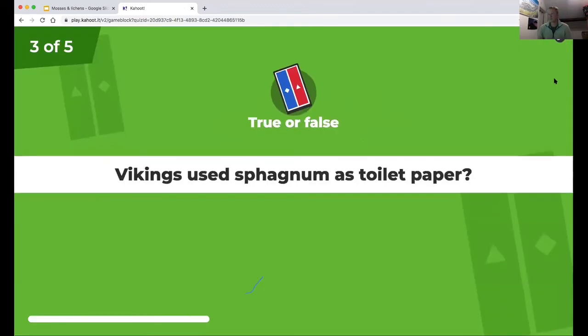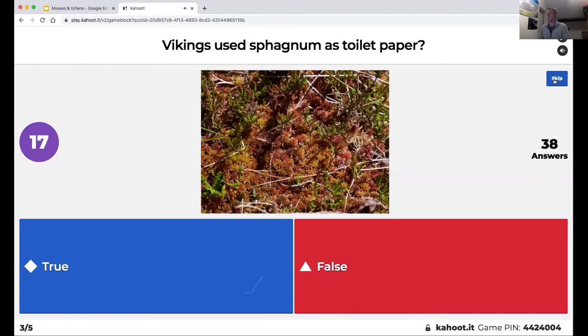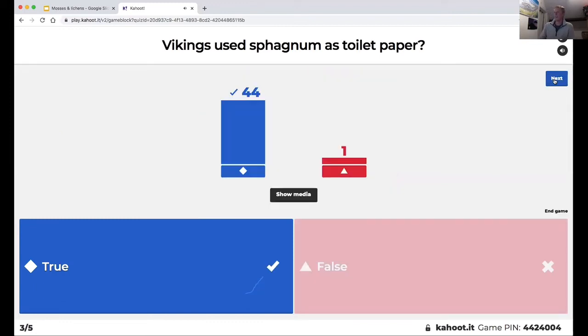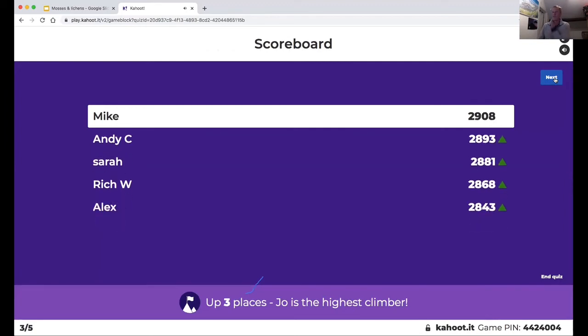True or false? There are many uses of sphagnum because of its absorbance, so its antiseptic property. So yeah, it is true. A long time ago. Well done, Mike.